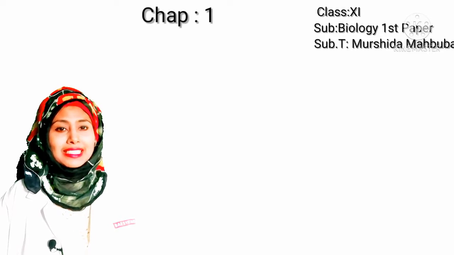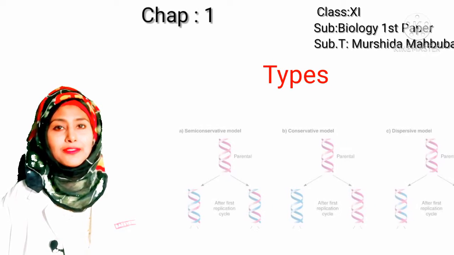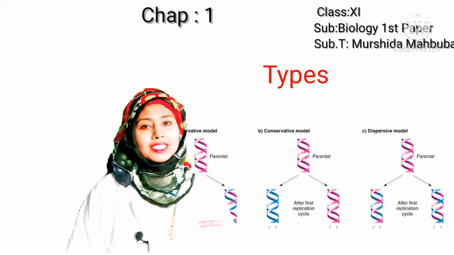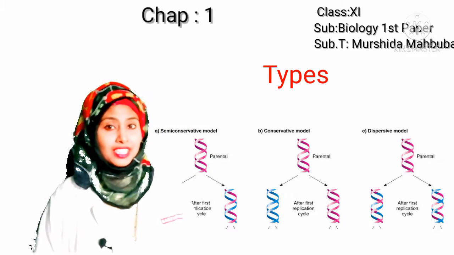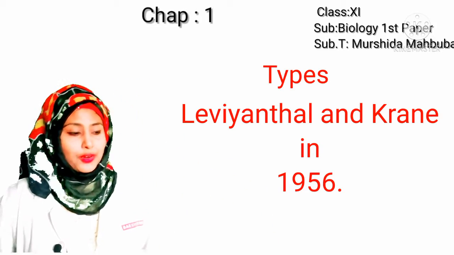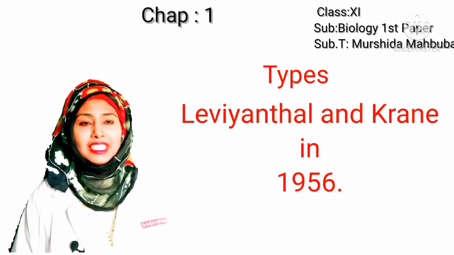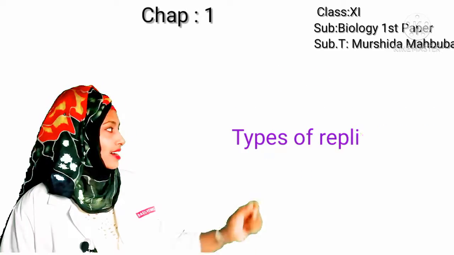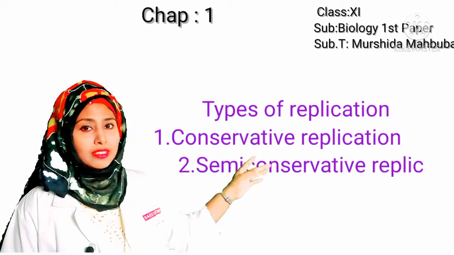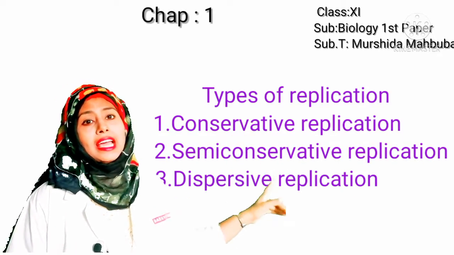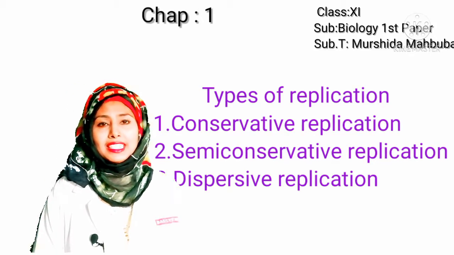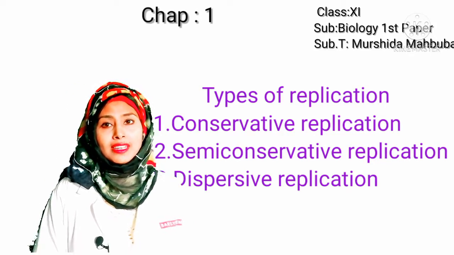My dear students, now types of replication. Three models of DNA replication have been suggested by the scientists Levinthal and Crane in 1956. These are conservative replication, semi-conservative replication, and dispersive replication. My dear students, first one, conservative replication.